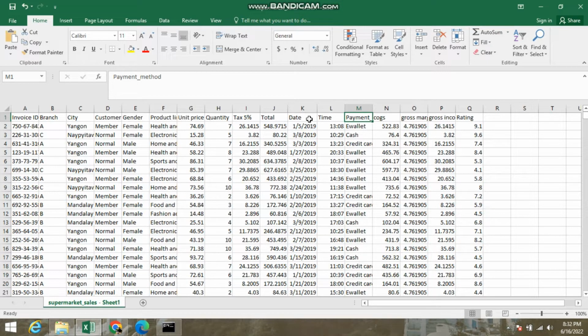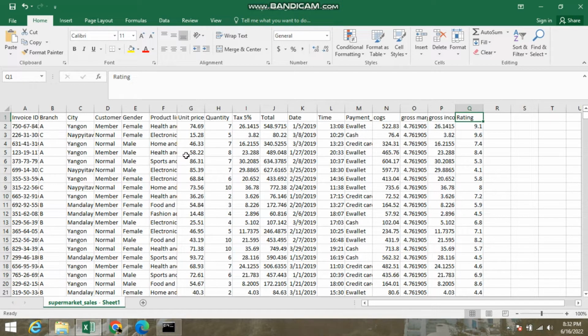And next comes the payment method. What payment method did he use? Did he use cash, credit card, or e-wallet? Next comes the cost of goods sold, meaning the cost the company incurred while providing the services. At the end comes the gross income, how much the company earned from each product and from each member. So all this data has been provided to us. And last comes the rating as well, which product has what ratings. So this is the data that has been given to us.